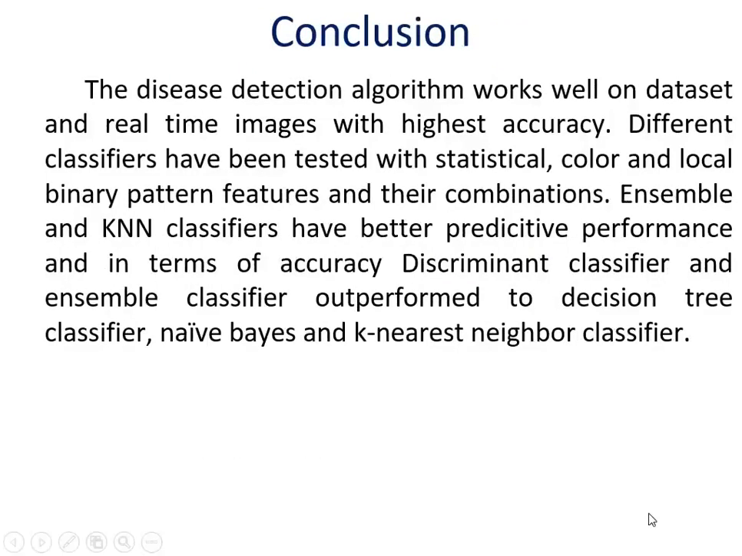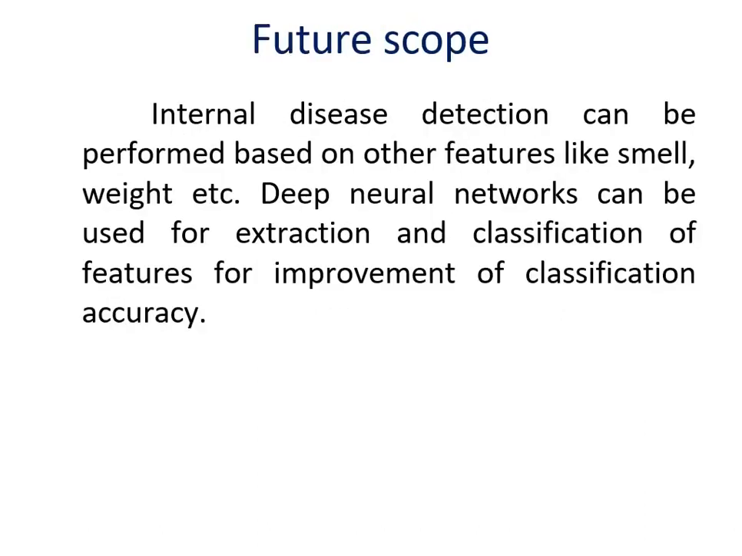The disease detection algorithm works well on real-time images with highest accuracy, and we have classified the mangoes into one of the 6 stages using different classifiers such as decision tree, naive Bayes, ensemble, discriminant and KNN classifiers. In terms of predictive performance, ensemble and KNN classifiers perform very well, and in terms of accuracy, discriminant classifier and ensemble classifier outperformed decision tree, naive Bayes, and KNN classifier.